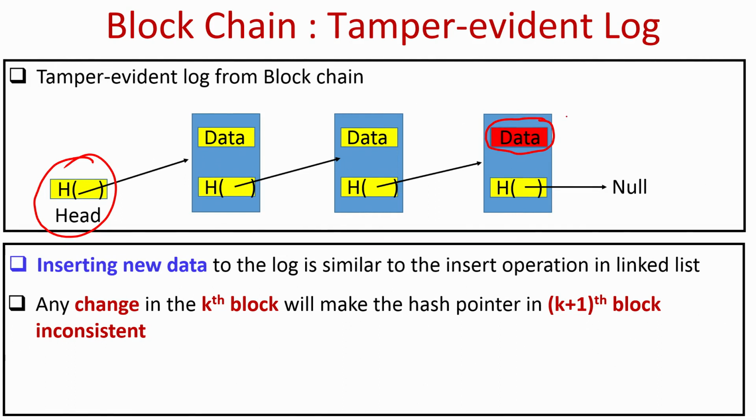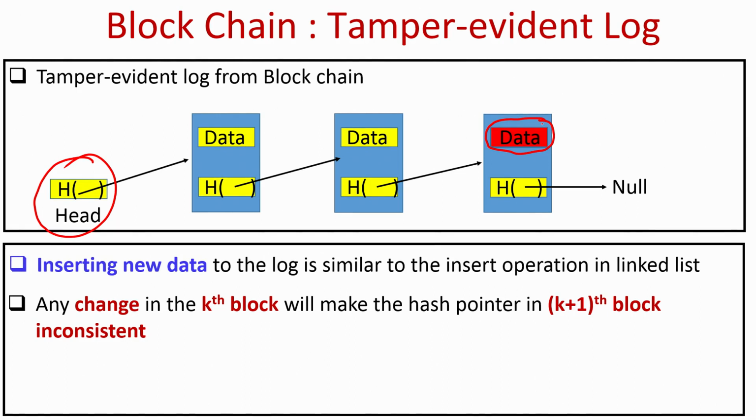Suppose the request goes to the adversary. Instead of giving you a genuine copy of the whole log or the whole blockchain, he might try to insert his own data, or change the existing data, and so on, and then give you the changed blockchain. The idea here is that if he tries to do that, he will be detected with very high probability, assuming that your underlying hash function is a collision resistant hash function. Let us see how it happens.